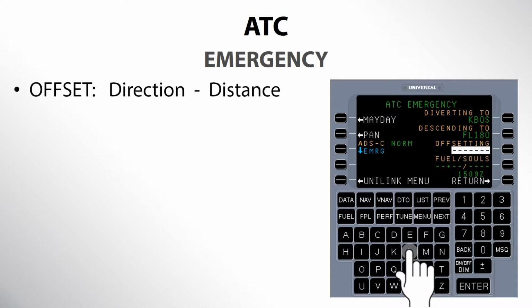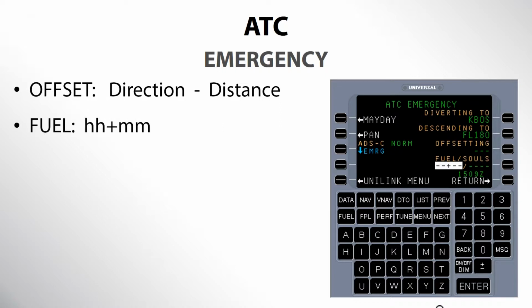If you need to offset from the original flight plan track, then enter an L or R to signify which side of course you will be offset, followed by an offset distance between 1 and 128 nautical miles. If you need to delete any of these entries, just select the field, press the back key, and then press Enter. You can enter your fuel remaining here using the hours plus minutes format. Be sure to enter a leading 0 if required. The maximum entry is 23 hours, 59 minutes.